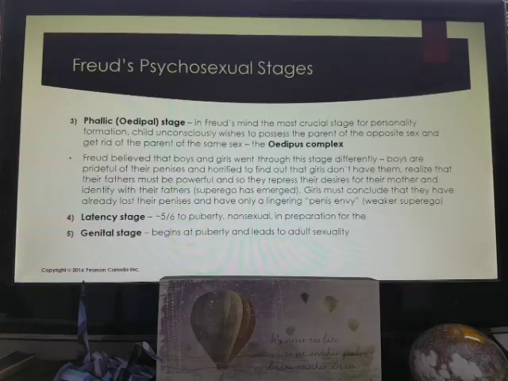At this point, because they feel as though the father is powerful and they must respect him, they begin to identify with their fathers. And at this point, Freud would say the superego has emerged, that higher sense of morality. However, obviously, girls do not have penises, and so they cannot go through this stage in the same way.